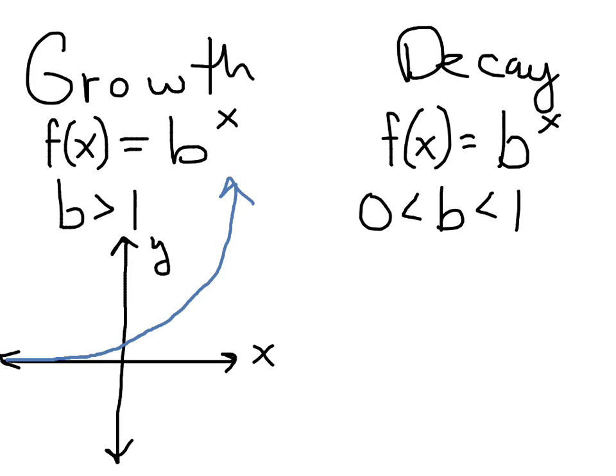If that's the problem where you get something that never touches it, like it comes right up to it but never touches it, that's called an asymptote.